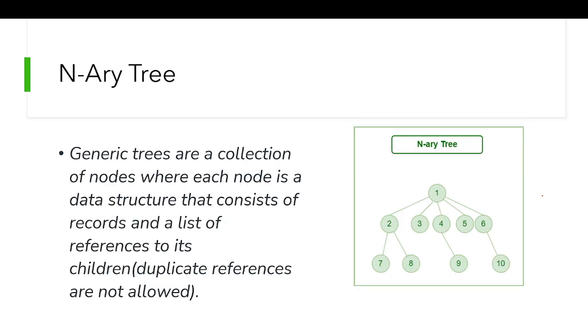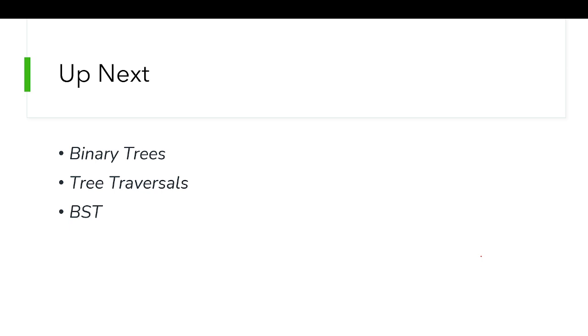N-ary or generic trees are a collection of nodes where each node is a data structure that consists of records and a list of references to the children. Duplicate references are not allowed in this case.